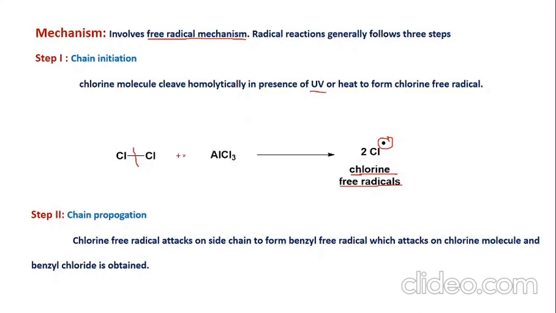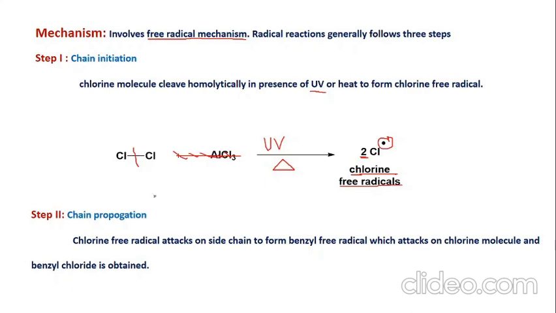This AlCl3 should not be there; it is the general reaction. Rather, here there should be UV light or heat. So chain initiation means what? This bond breaks in such a way that one of the bonded electrons goes to this chlorine and one goes to the other chlorine, to give us two chlorine free radicals.